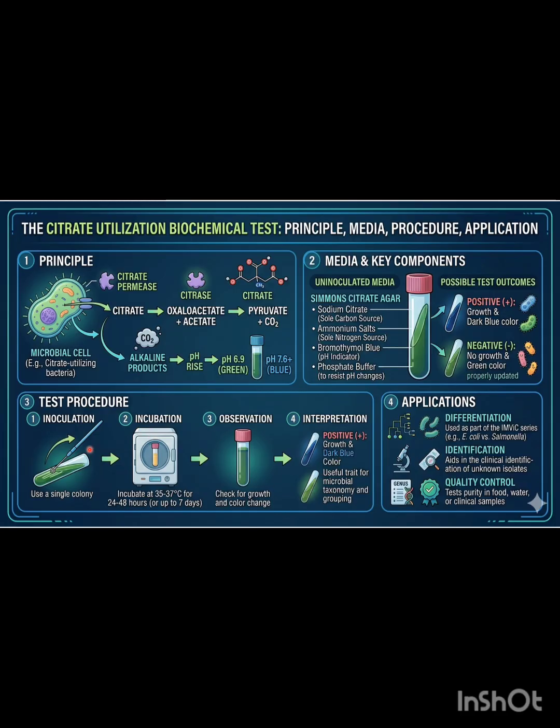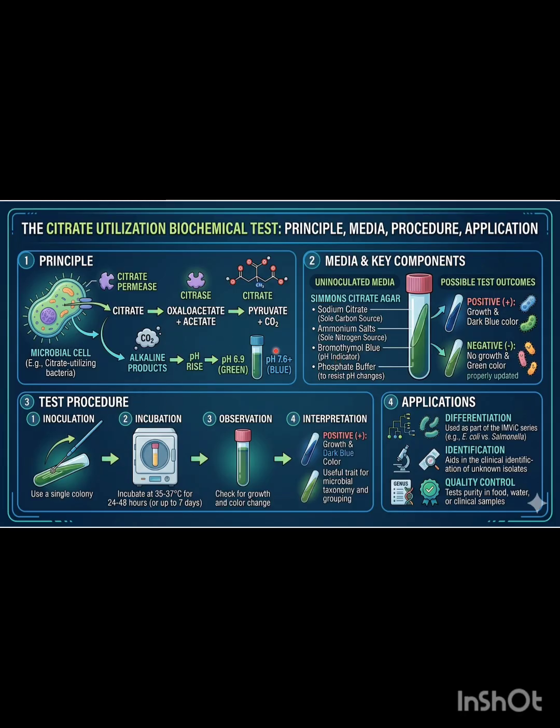Same thing, we will be inoculating them on a slant. Now from the broth we have moved into the agar. What is the agar which is used? We use Simmons citrate agar, which contains sodium citrate, which acts as the carbon source, and ammonium salt, which is there for the nitrogen source. Then we have the pH indicator, bromothymol blue, and the phosphate buffer to resist pH changes.